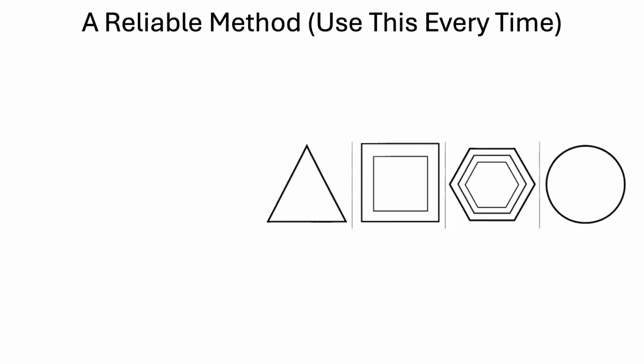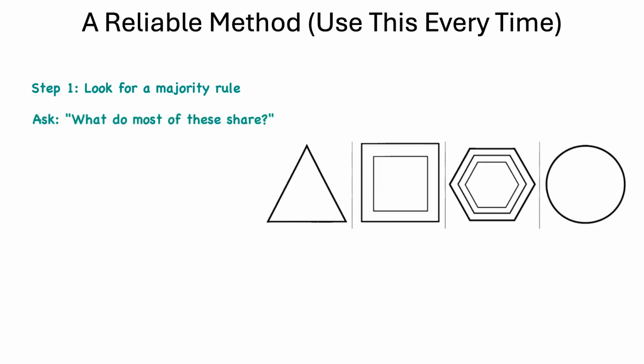So now let's take a look at a reliable method that you can use every time to solve these odd one out questions, which starts with step 1, which is to look for a majority rule. You should ask yourself, what do most of these share? Remember that you're aiming for a rule that creates a split like 3 versus 1. Or if you have 5 total elements, 4 versus 1, 6 total elements, 5 versus 1, and so on.